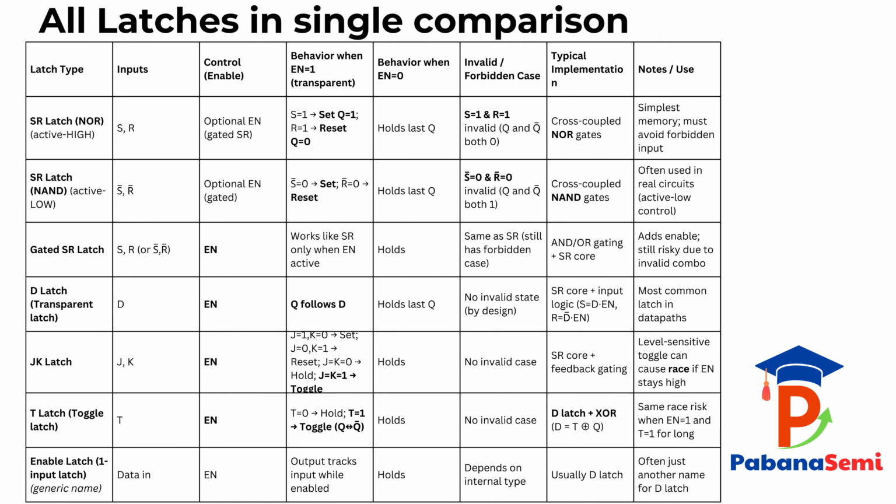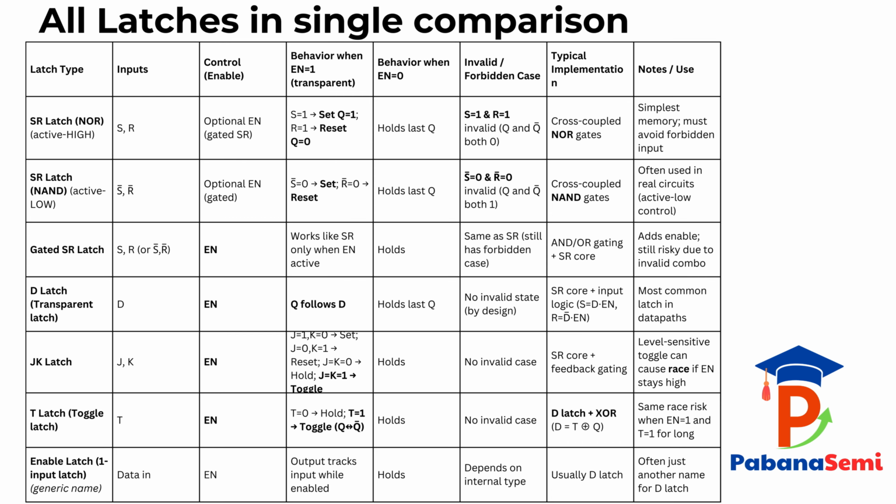Now let's compare all common latches in one clear view. First, the SR latch using NOR gates. It has inputs S and R. When enabled, S equals 1 sets Q to 1, and R equals 1 resets Q to 0. But S equals 1 and R equals 1 is invalid. It is the simplest memory element, built using cross-coupled NOR gates.